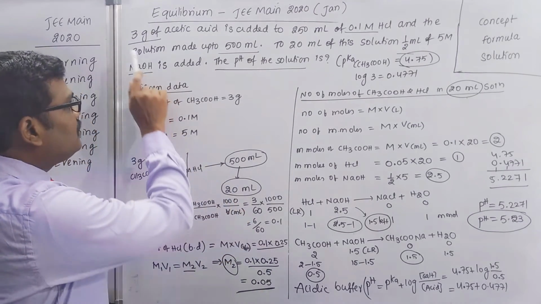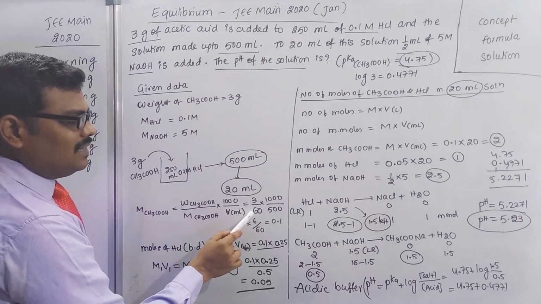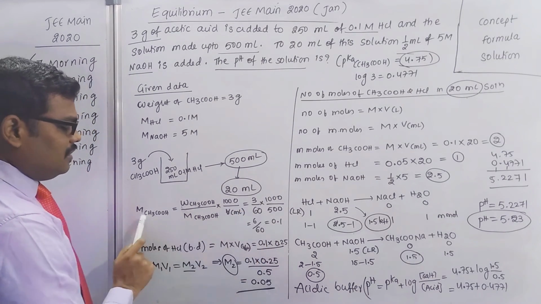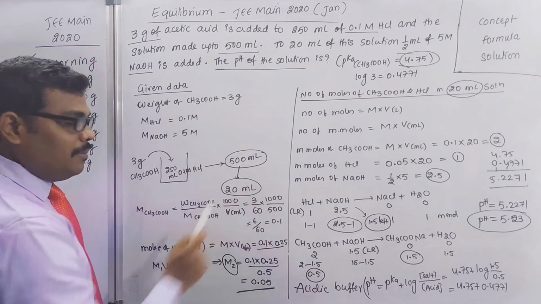Given weight is 3 grams and gram molecular mass is 60. 3 by 60 into 1000 by 500 gives 0.1. So 0.1 is the concentration of acetic acid in 500 ml.